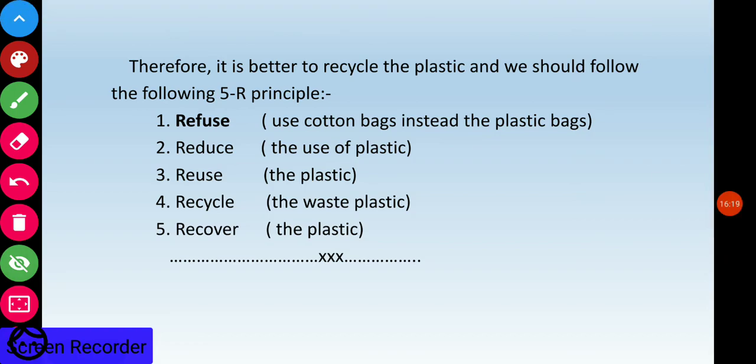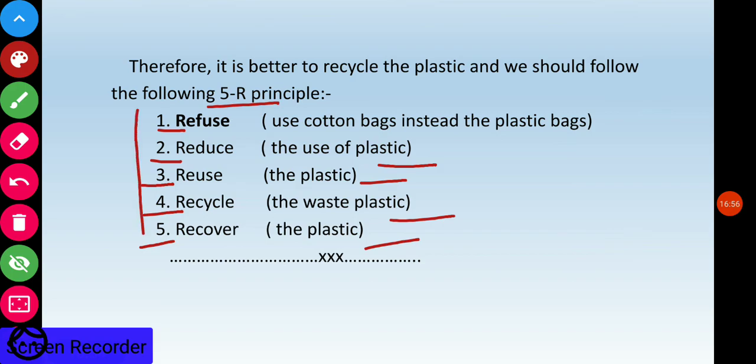So therefore it is better to recycle plastic, and we should follow the 5R principle. 5R: refuse, reduce, reuse, recycle, recover. Refuse means use cotton bags instead of plastic bags. Reduce the use of plastic. Reuse the plastic again and again. Recycle the waste plastic, and recover the plastic.